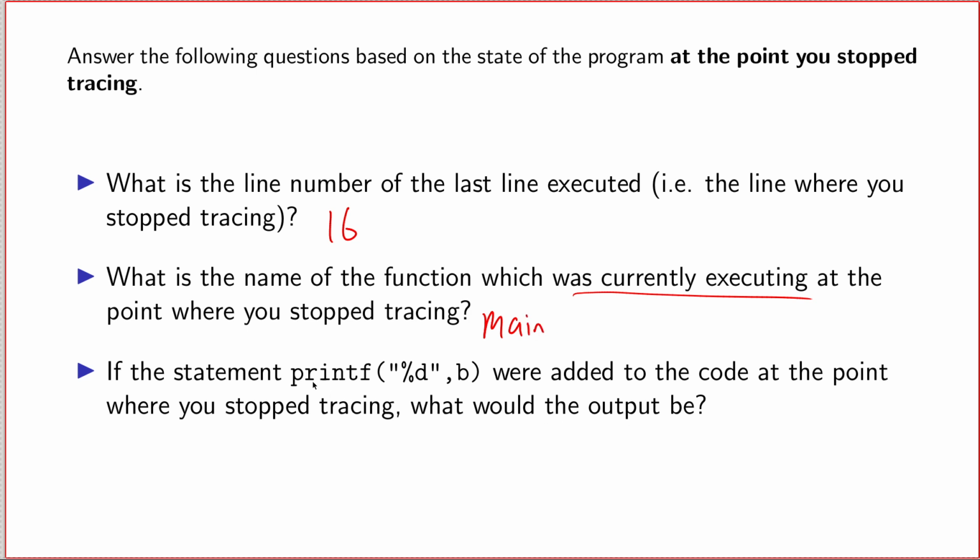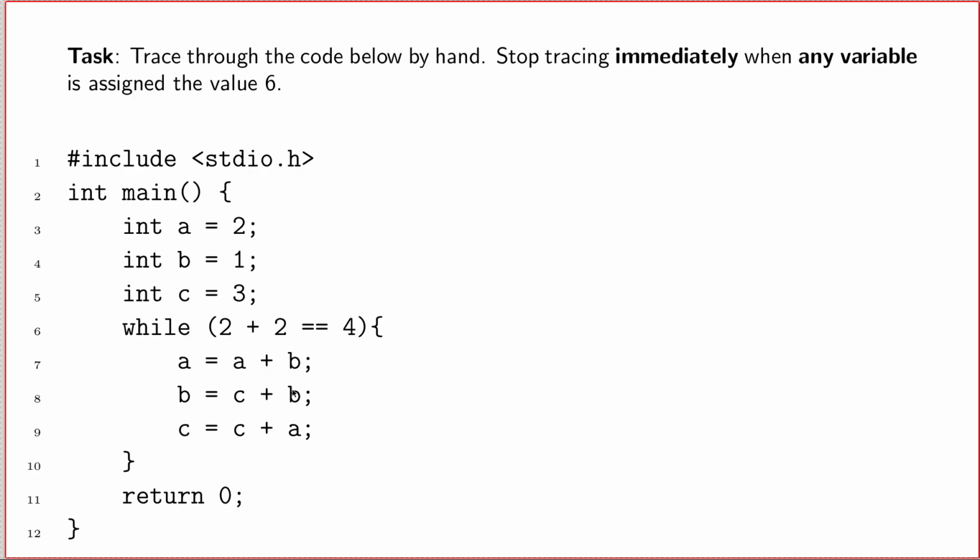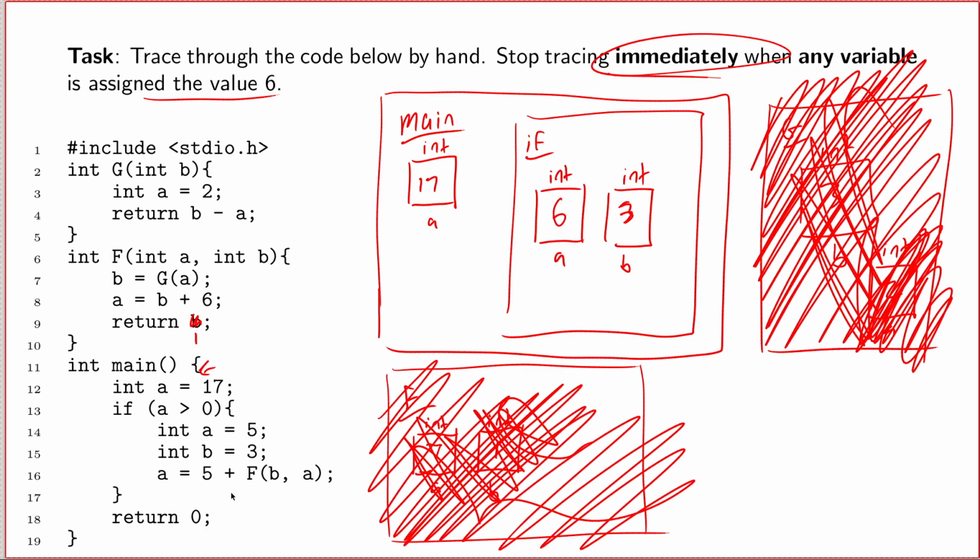And then finally, if I try and print out the value of b at that point in the code, so if I put a statement printf the value of b right here on line 16, I'm still inside the scope of the if statement, what do I print out? In this case, I would get the value 3.